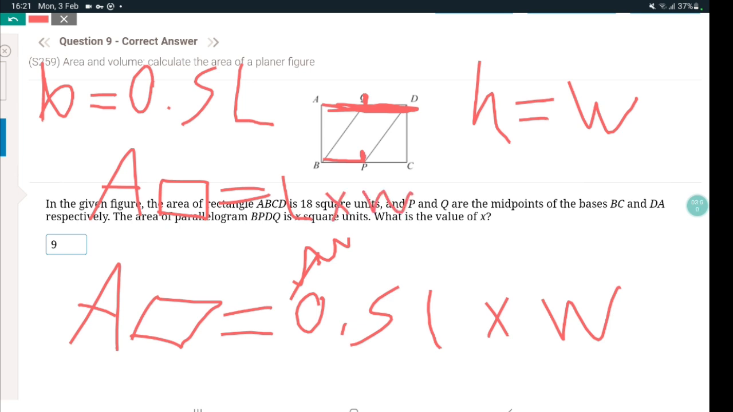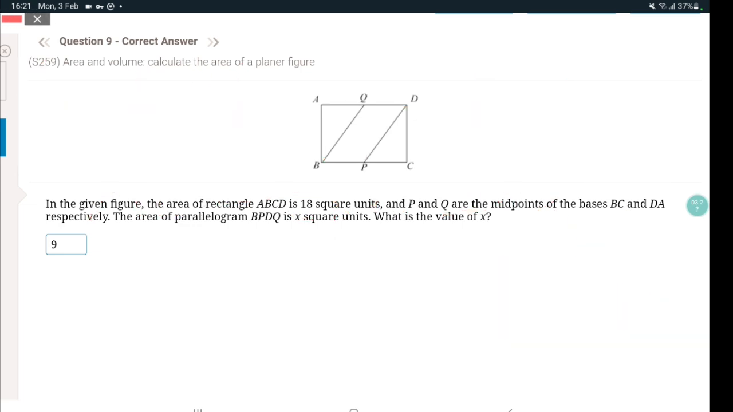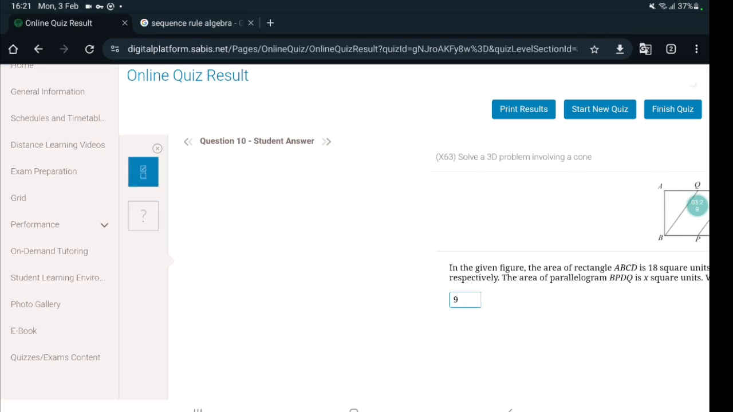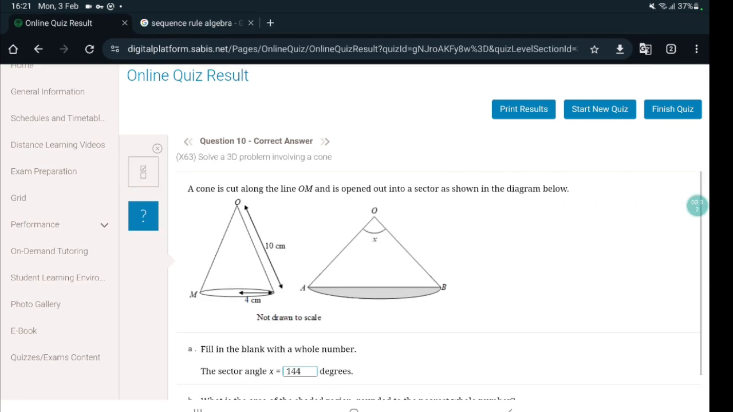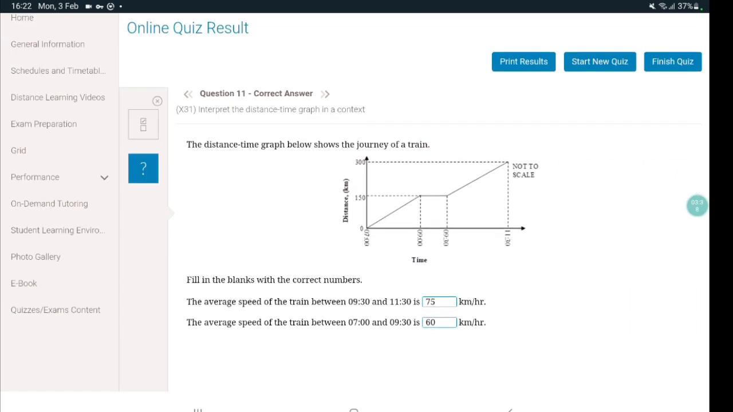The difference is that here it is 0.5. Instead of only length times width, it is 0.5 times length times width. Instead of length times width, which we know the value of is 18, substitute this with 18. 0.5 times 18 equals 9. Next question. Skip this because we don't have it. Okay, this.